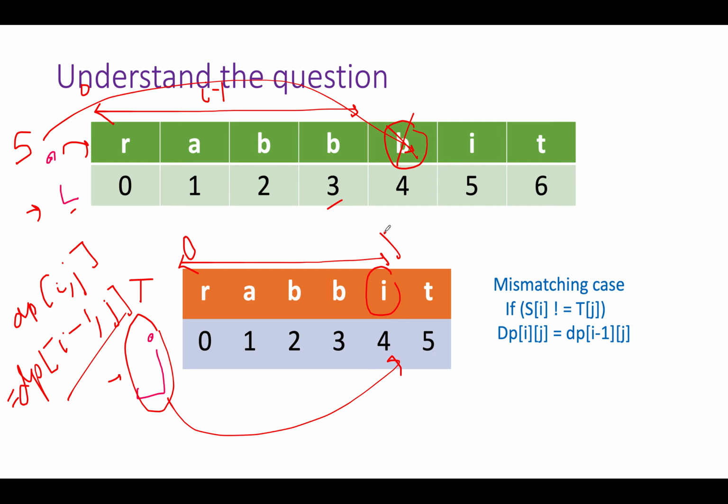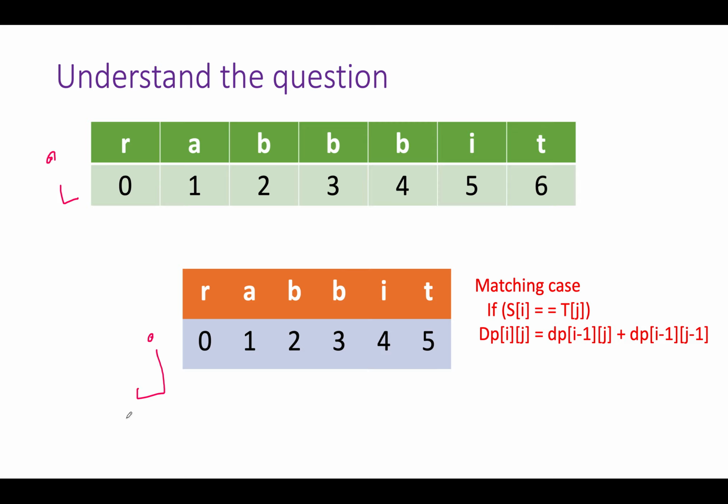Now let's look at the other case, the matching case. Let's hypothetically assume that the ith character in string s points to 5 and the jth character in string t points to 4. So what do you see here? The ith character in string s is I and the jth character in string t is again I. It's a matching case. So how will you compute your answer? What we are going to do, we'll simply skip one character from string s and one character from string t.